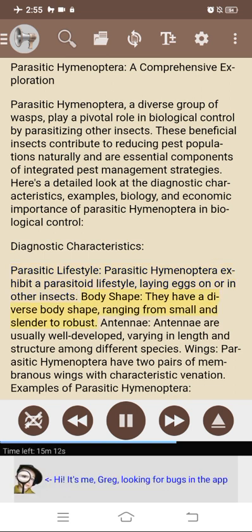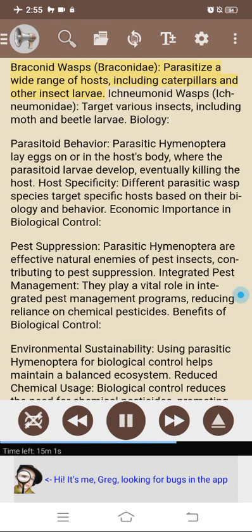Body shape. They have a diverse body shape, ranging from small and slender to robust. Antennae. Antennae are usually well developed, varying in length and structure among different species. Wings. Parasitic hymenoptera have two pairs of membranous wings with characteristic venation. Examples of parasitic hymenoptera. Braconid wasp.